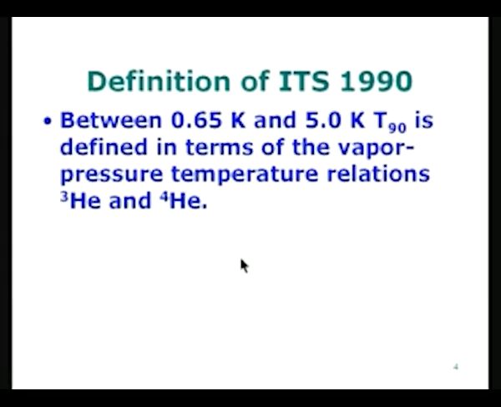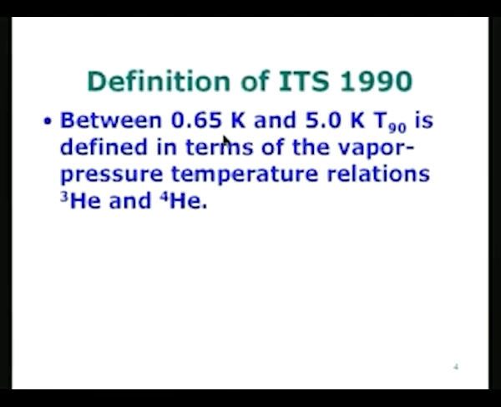What the ITS 1990 does is to provide the secondary fixed points which are given accurate and acceptable values of temperature as given in the previous two slides, and then it also specifies how to use these fixed points and what kind of instruments you must use to determine the temperature. That is what the ITS 1990 is doing for us. For example, between 0.65 Kelvin and 5 Kelvin, T90 is defined in terms of the vapor pressure temperature relations for helium 3 and helium 4.